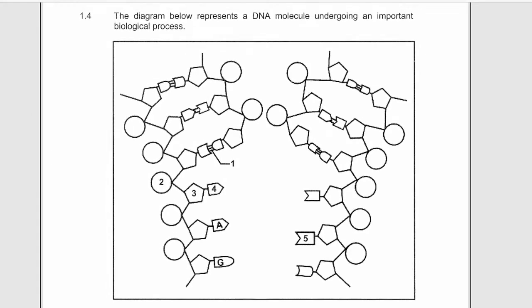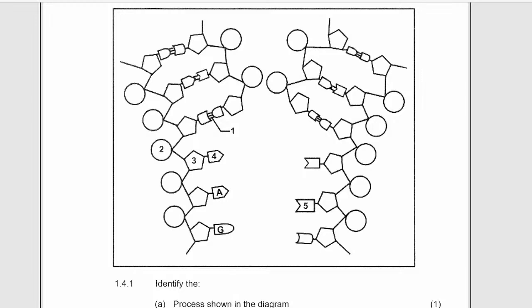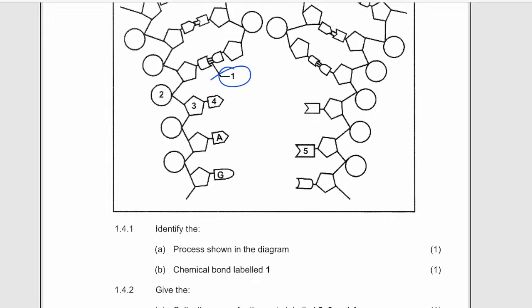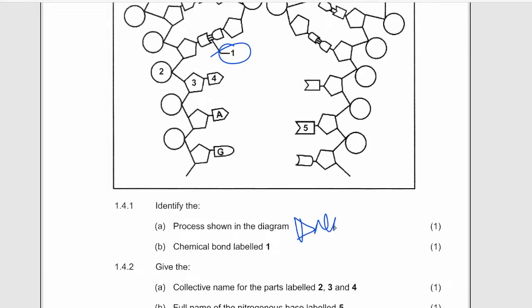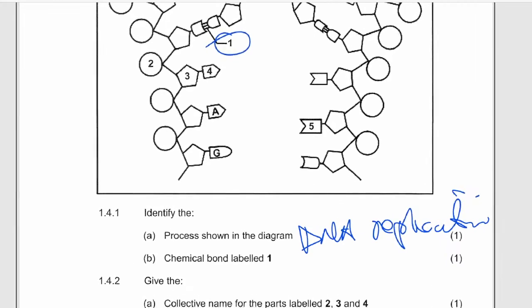Thank you. All right. The diagram below represents the DNA molecule undergoing an important biological process. I told you this. People, if you messed up when I emphasized this, I'm going to fight you. Identify the process shown above. Because we are forming two new DNA, therefore it is DNA replication. I expected everyone to get this answer.